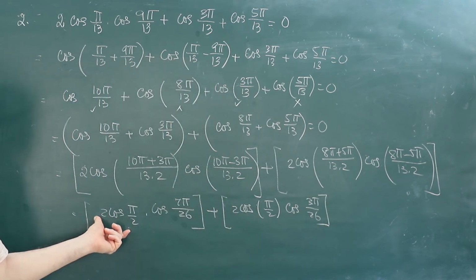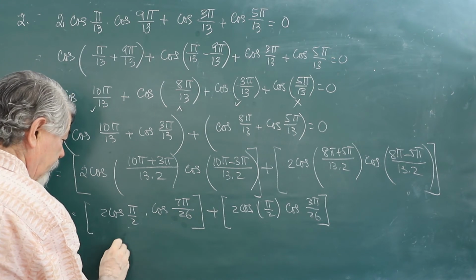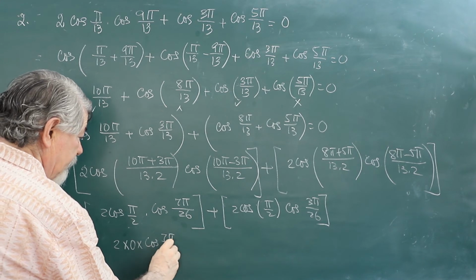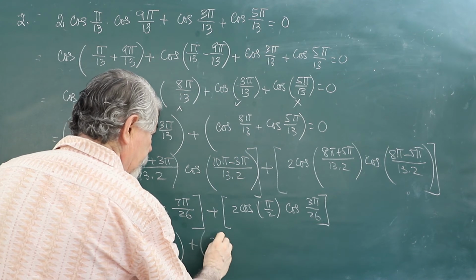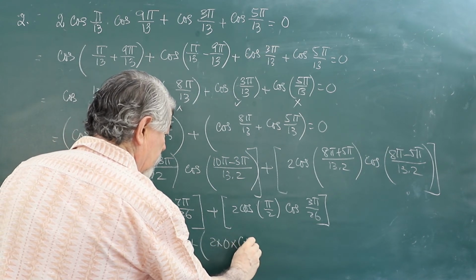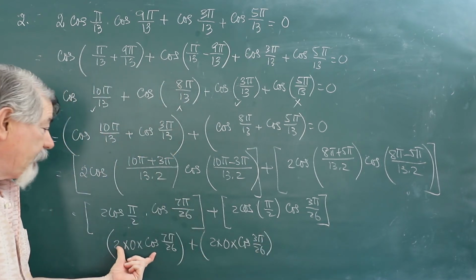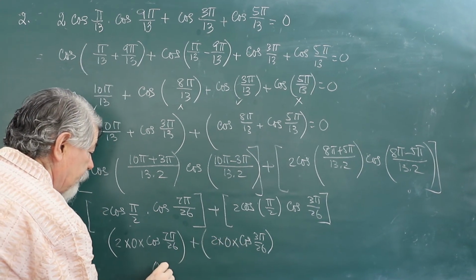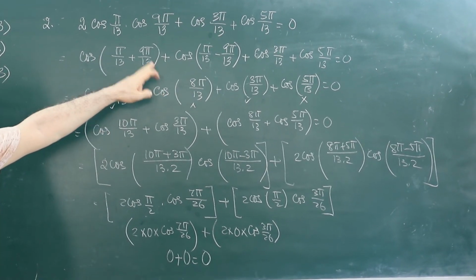Cos pi by 2 is 0. Odd multiples of pi by 2 give 0. So because of this, it will become 0 into cos 7 pi by 26, which means this whole term will become 0. Here also 2 into 0 into cos 3 pi by 26. Now this multiplied by 0 will become 0. It will be 0 plus 0, which will be 0. We have got the final answer to be 0.